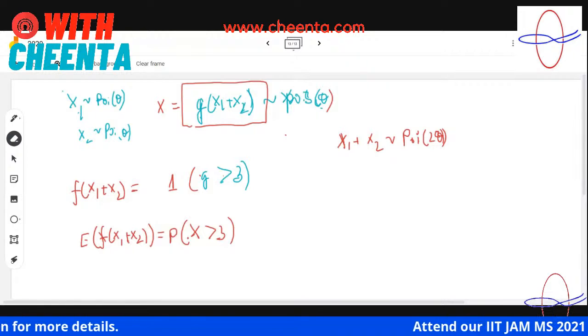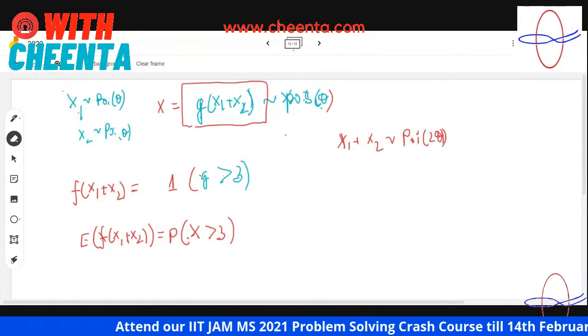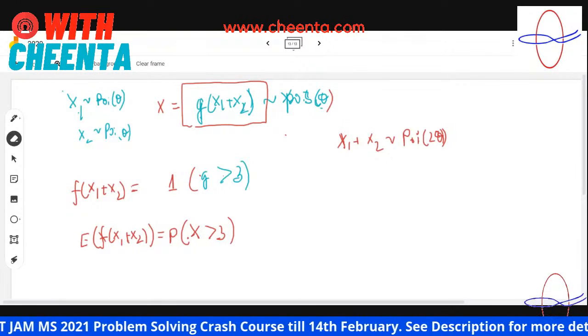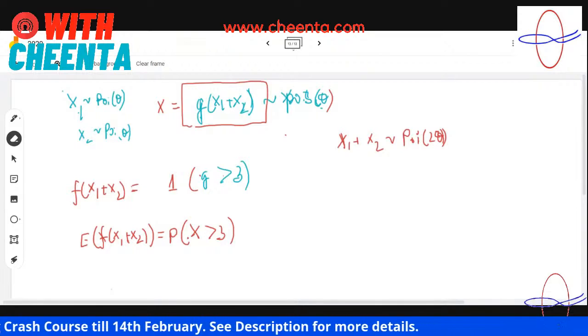No, no, wait. My question is that why are we finding probability x1 greater than 3 given s? That's the question I have.